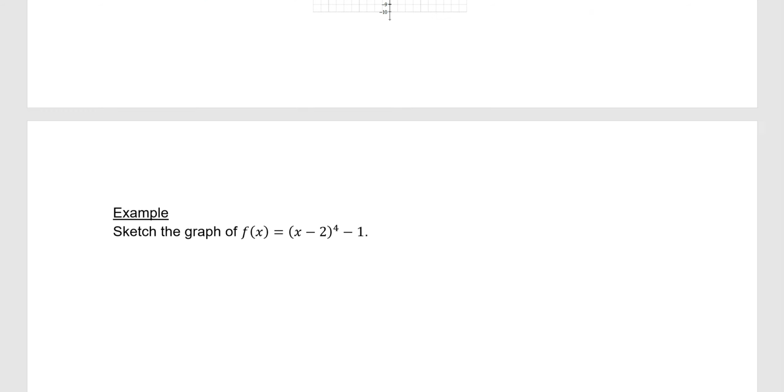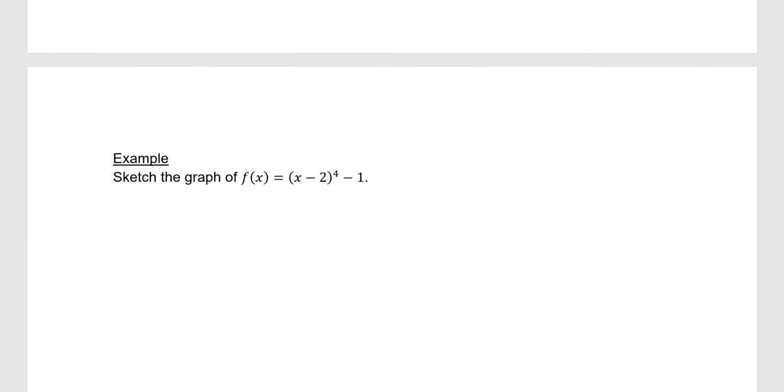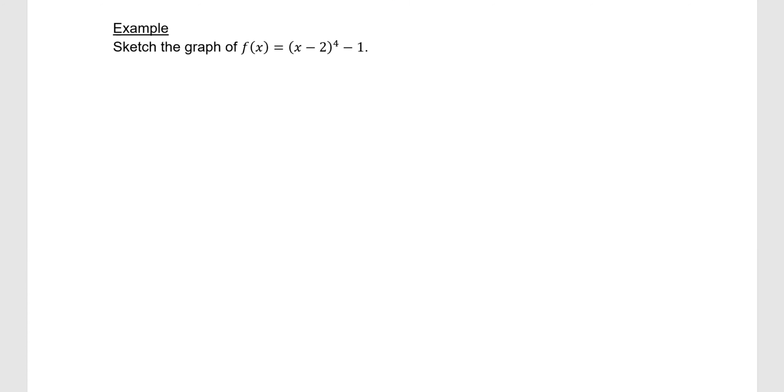Let's do one more. I believe that's one more. Yeah, one more example. We have the function (x minus 2) to the 4th minus 1. So I'll start by taking the first and second derivative. The first derivative is the general power rule. Bring down the exponent, keep the inside alone, subtract 1 from the exponent. The derivative of the inside is just 1, and then the derivative of minus 1 is 0.